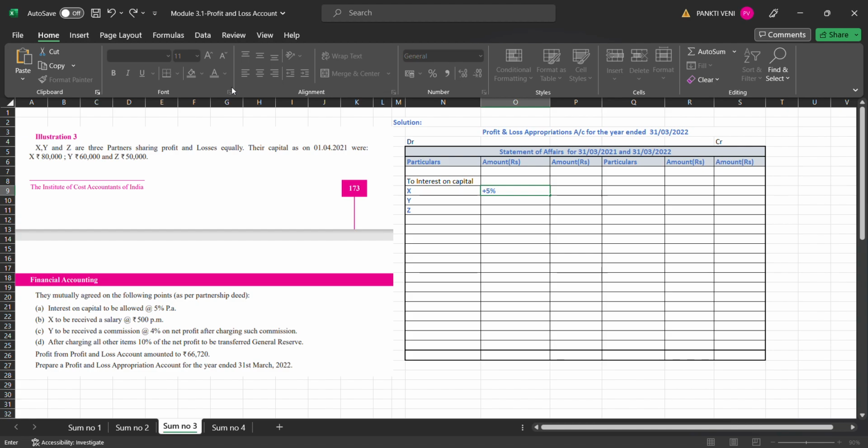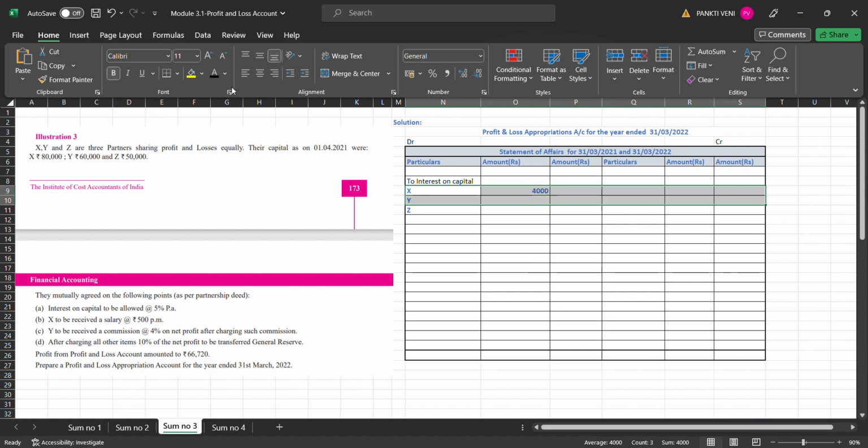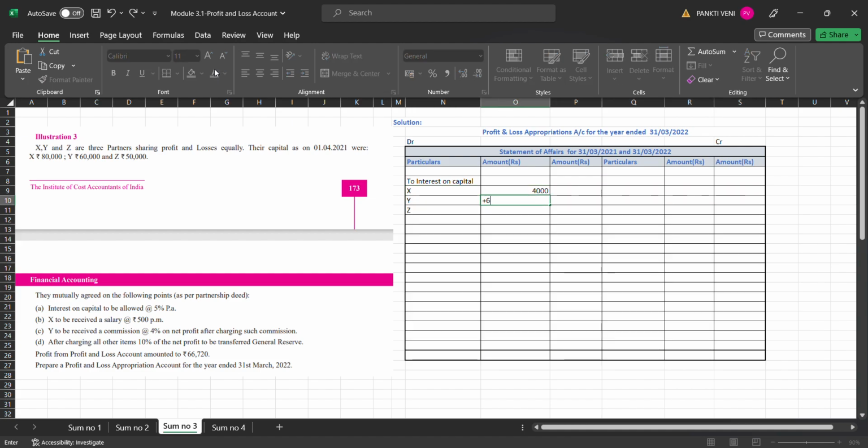5% on 80,000. Then I have 60,000 into 5%. Then I have 50,000 into 5%. So interest on my capital account is done. I'll just sum it up.